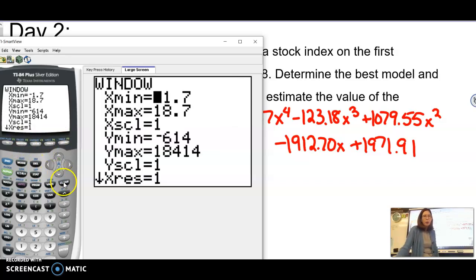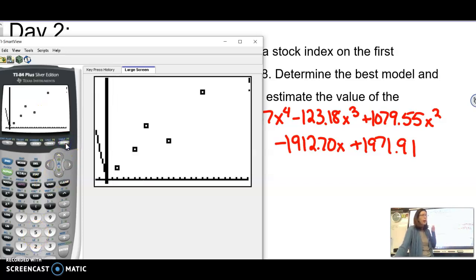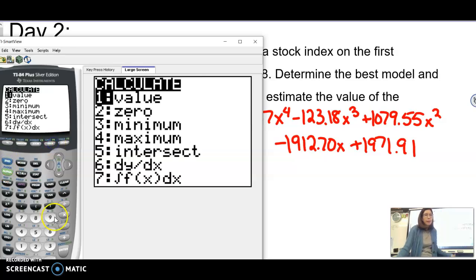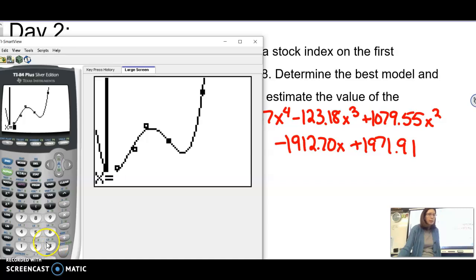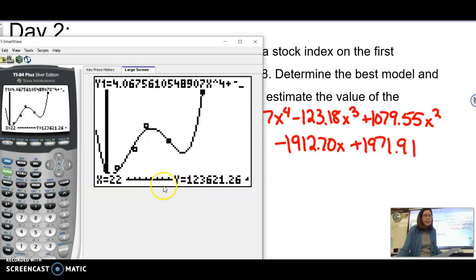I need to take my window, and my x has to go past 22 to be able to do that. So I'm just going to adjust that window to like 25, hit graph again, and you'll see it'll go beyond our points and it'll keep extending onward. So now what I'm going to do is go to second, calculate, and I want to know what is the value in year 22, which represents 2010, and I get that answer. So that would be the number that we would write down for our answer.